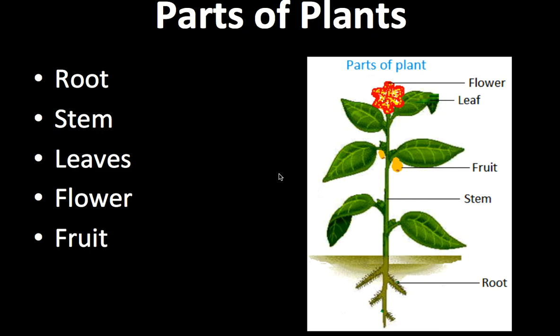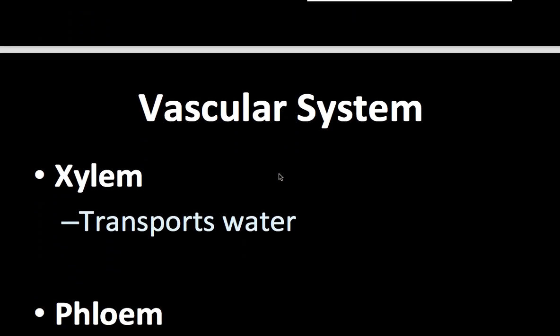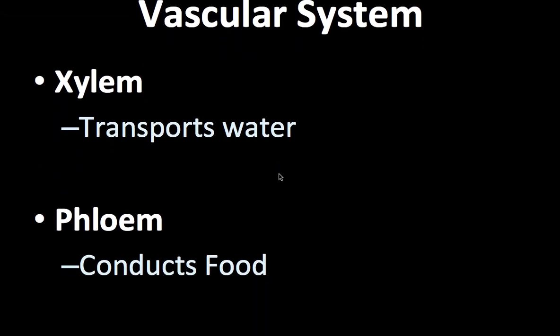So, how is the water absorbed by roots transported to other parts of the plant? And how is the food produced by leaves conducted downwards? The answer is the vascular system, which includes xylem and phloem. Xylem transports water and phloem conducts food.